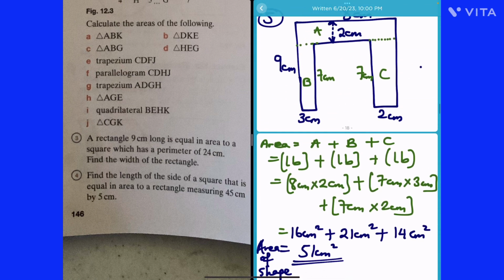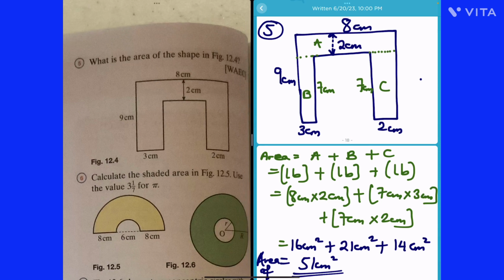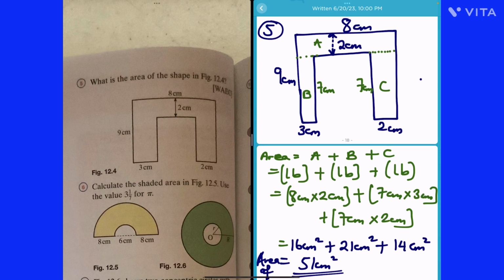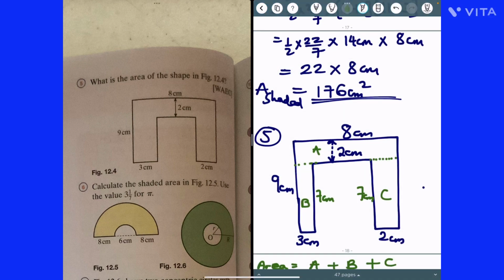Let's go to question 5. Question 5 says, what is the area of the shape in figure 12.4? This is not a regular shape. So we cannot call it a square, a rectangle, or a triangle. It's a combination of either 2 or more rectangles, or 2 or more squares, or rectangles and squares. So let's break them into different parts.